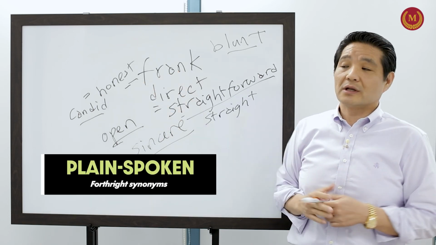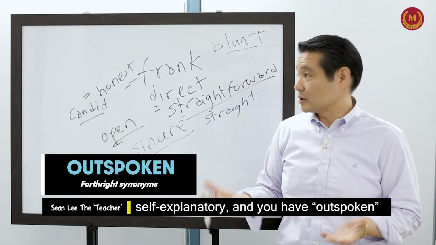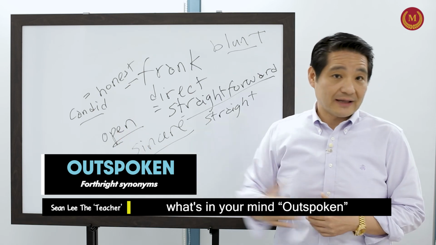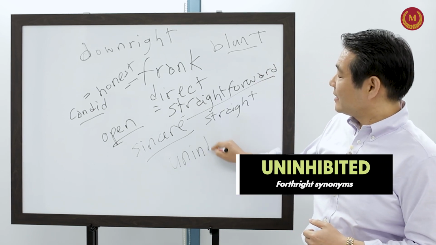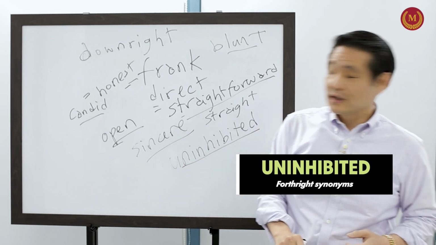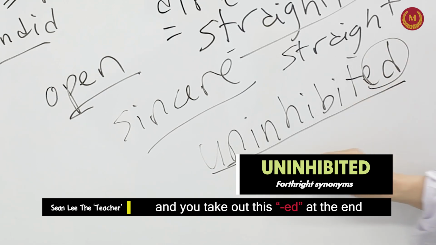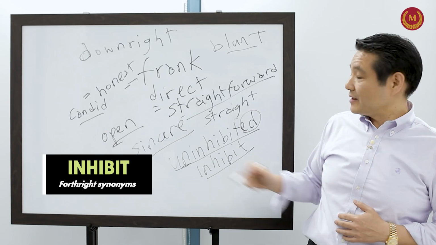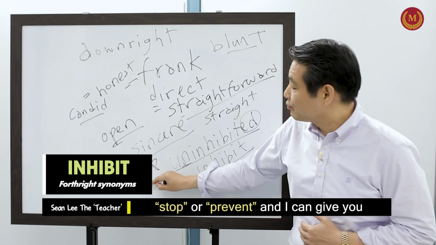And you have plain spoken. That plain spoken is, again, self-explanatory. And you have outspoken. We know what that is, right? Outspoken. You go ahead and say things, right? What's in your mind, outspoken. Then you have uninhibited. Uninhibited. Right? So you take out this un and you take out this ed, and at the end, this word is inhibit. What is inhibit? Inhibit is the same as stop or prevent.